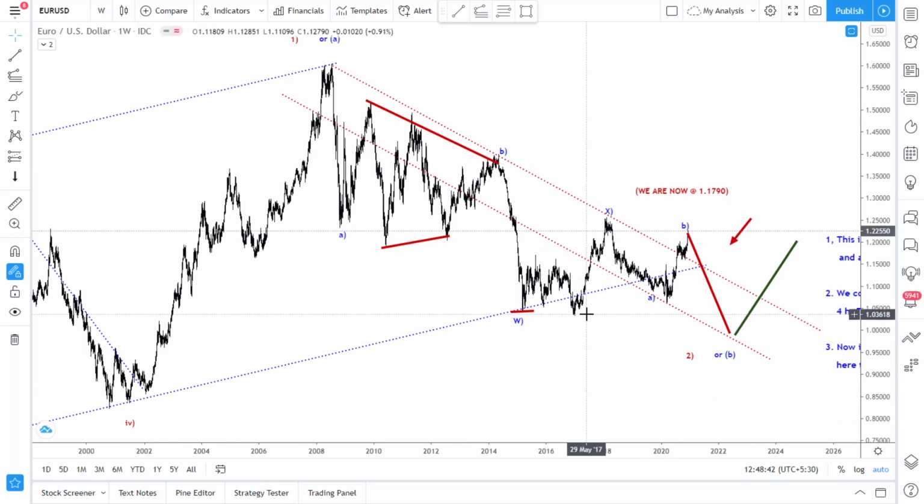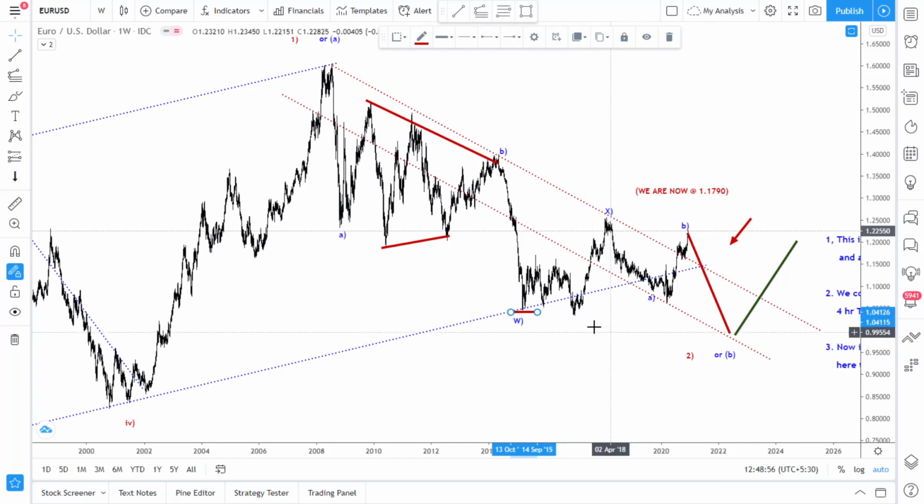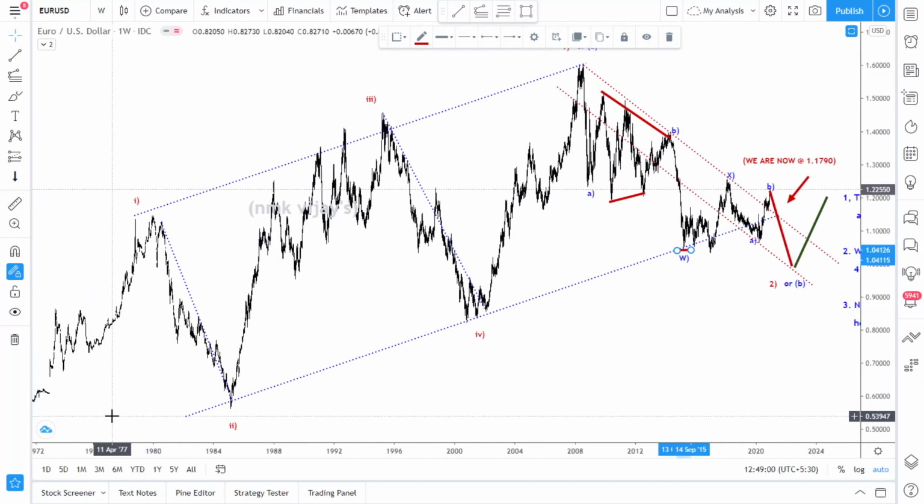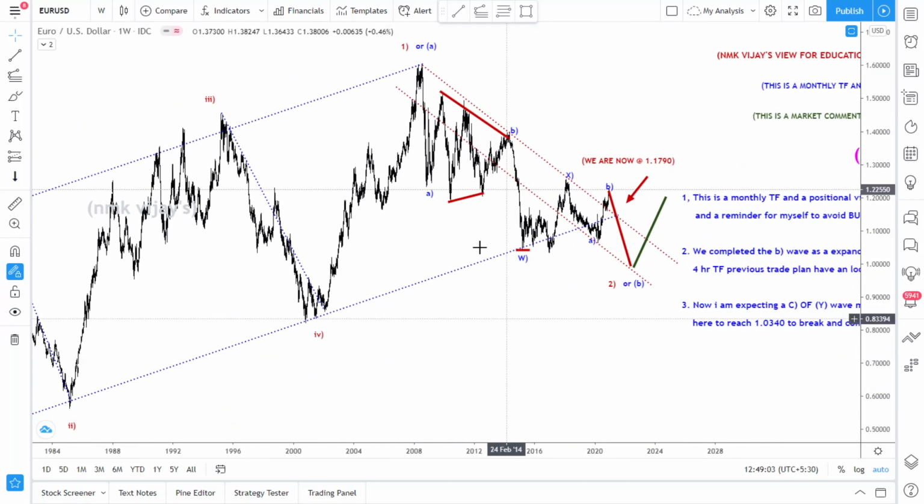But it has to break this 1.0340, the previous low. So this has to break. Once it breaks, that is the completion of this correction. So whether the 5-wave structure, and here the 3-wave structure has ended, and this is a connecting wave, we are going to make a move for the bullish.